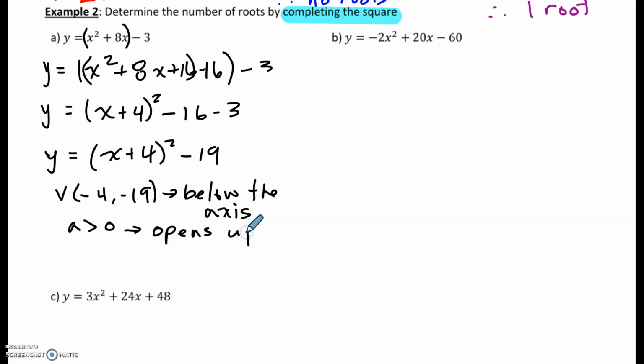And now based on these two pieces of information, I can determine how many roots. So if I was to draw myself a visual, I know that negative 4, negative 19 is somewhere in quadrant 3. My parabola is opening up, therefore 2 roots. Okay, and that's how you can determine the number of roots without using the discriminant and still without graphing.